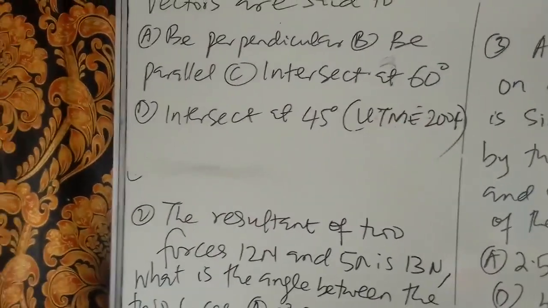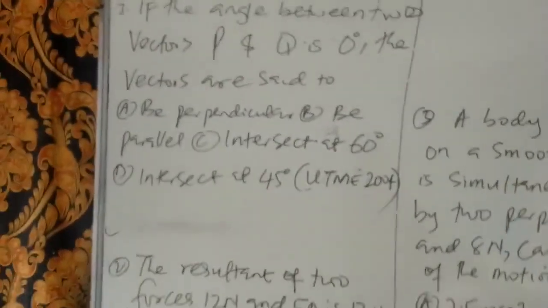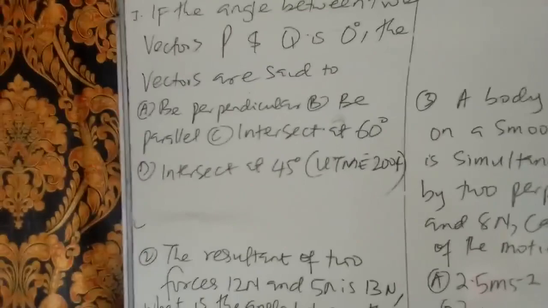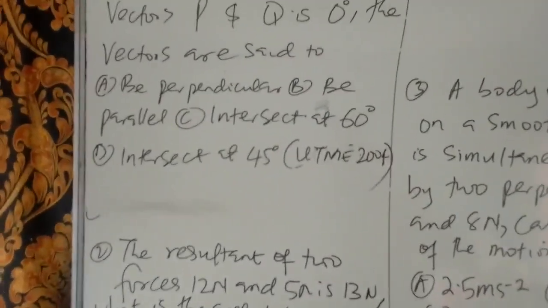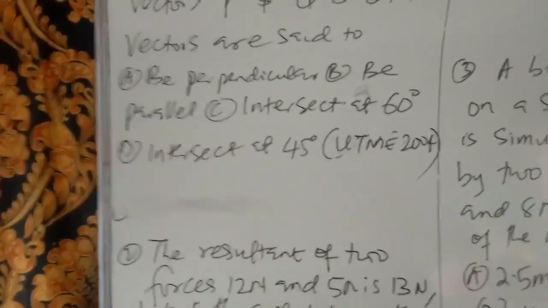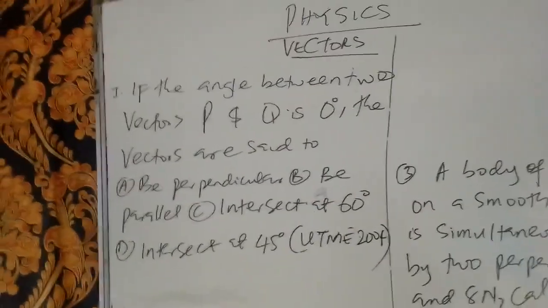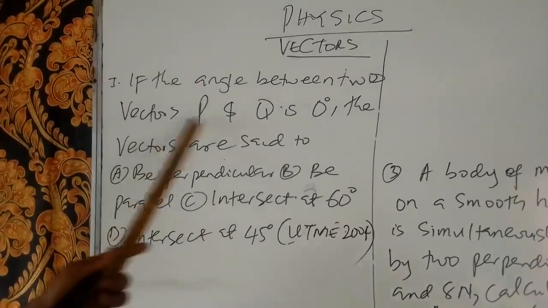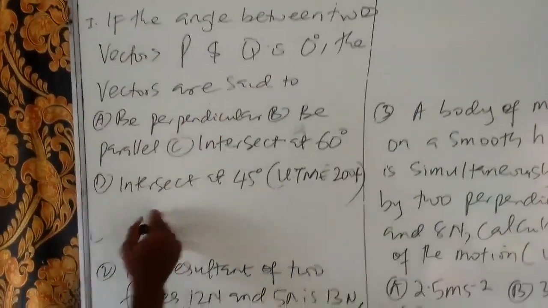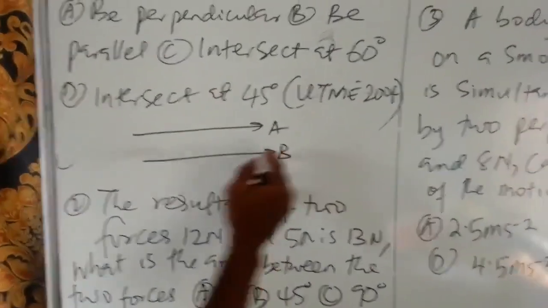Looking at this problem, it is an entrance examination question for candidates seeking admission into the university or higher institutions. To solve this problem, if you have watched our previous tutorial on vectors, I said that when two vectors lie parallel to each other, the angle between them is 0. We have a vector, this is vector A, this is vector B. So these two vectors are said to be parallel to each other.